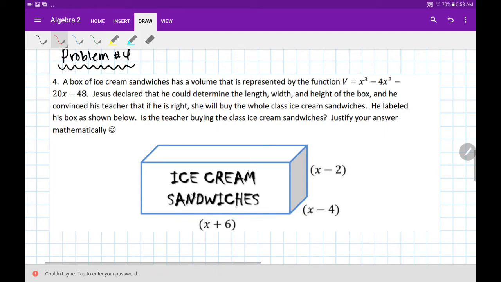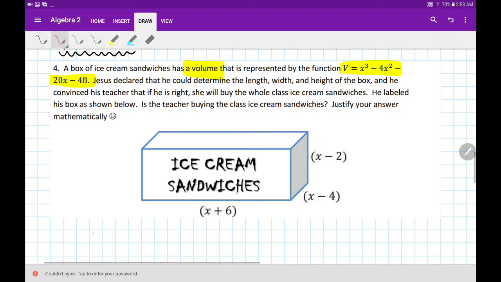Okay, so here's a box of ice cream sandwiches. It has a volume that's represented by this function. Okay, it's this big polynomial. I'm just going to rewrite that. V equals x cubed minus 4x squared minus 20x minus 48. And then Jesus declared he could determine the length, width, and height. And if he's right, then we'll get the whole class ice cream. Okay, so is he correct?